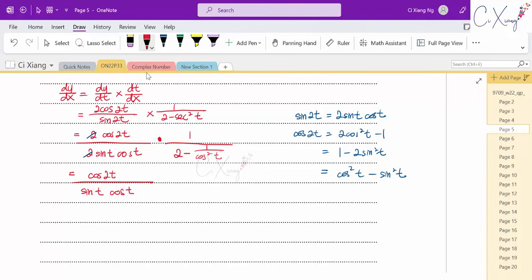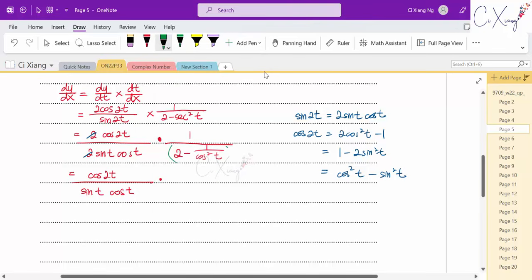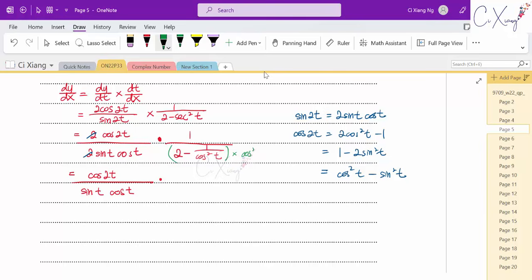For this second fraction here, I realized that it is quite troublesome to have a fraction inside a fraction. If I want to make the fraction disappear, I multiply with cos square t. If I multiply the denominator with cos square t, the numerator also I need to multiply with cos square t. So when you multiply them, you have cos square t on top, and then 2 cos square t at the bottom, then minus 1. Just a reminder, for the cos square t at the denominator, you have to multiply into both terms in the bracket. So this is what we have for now.